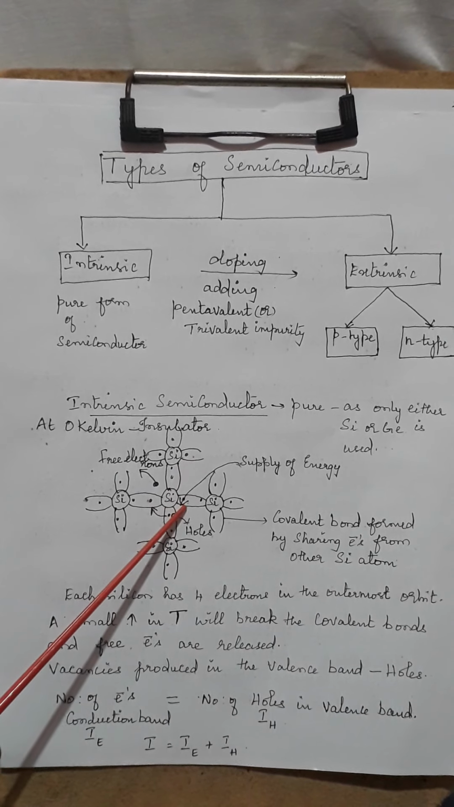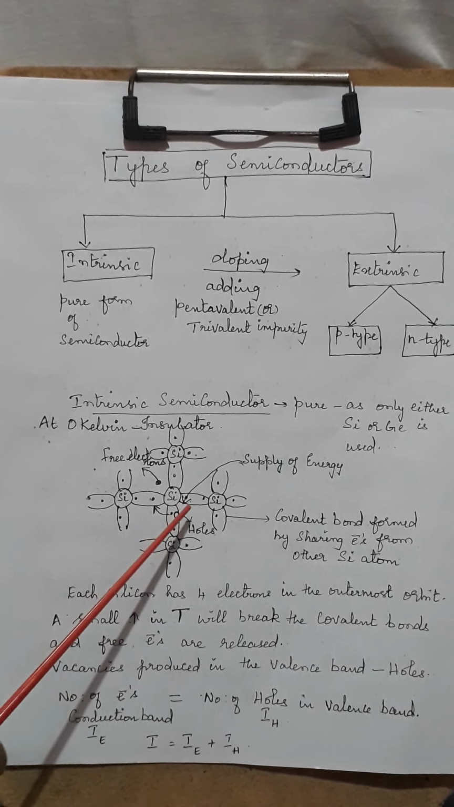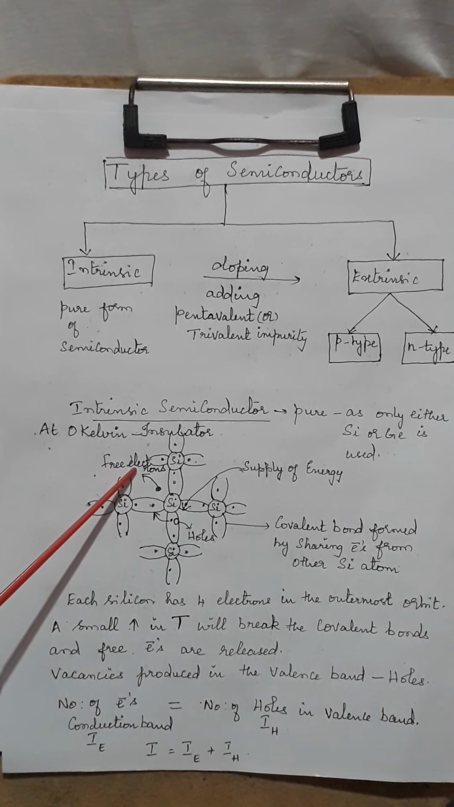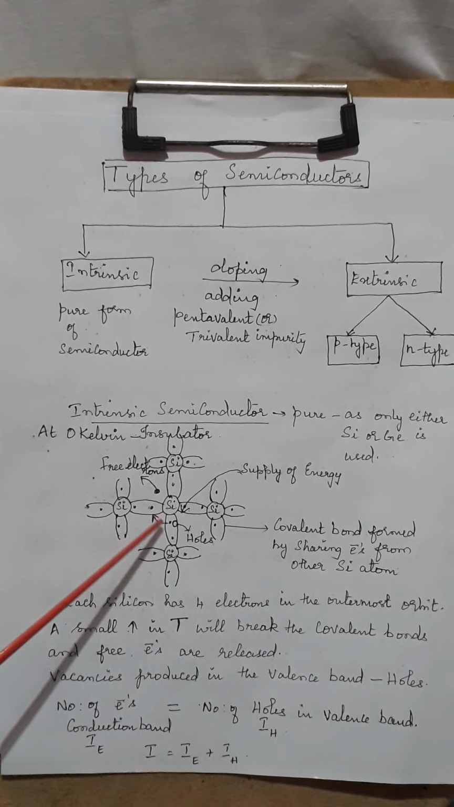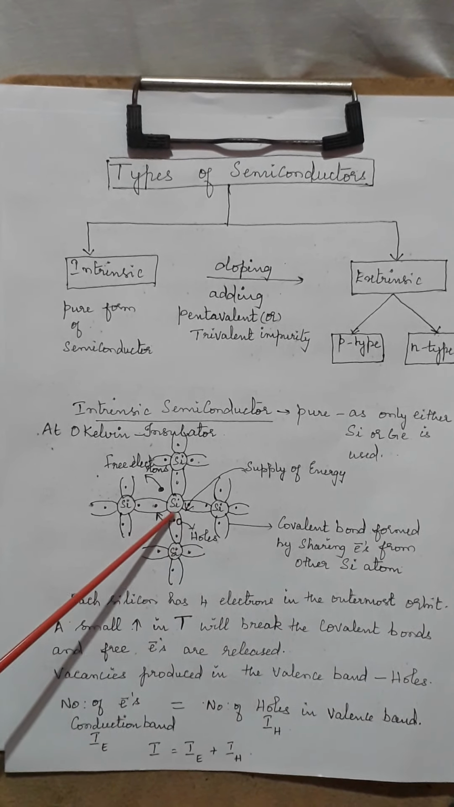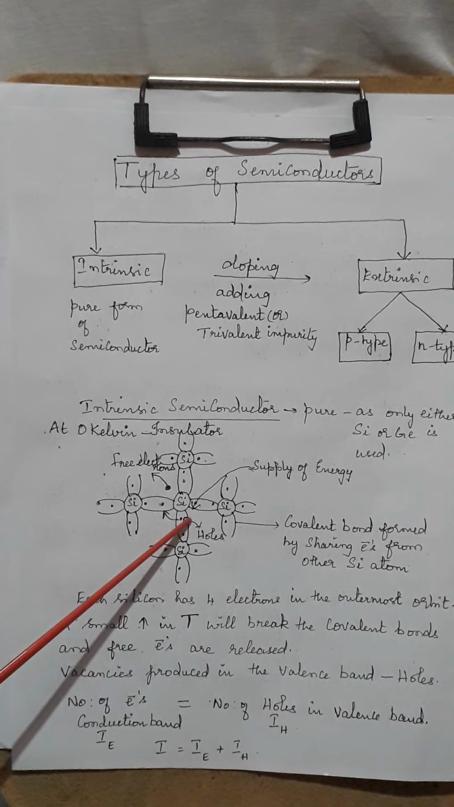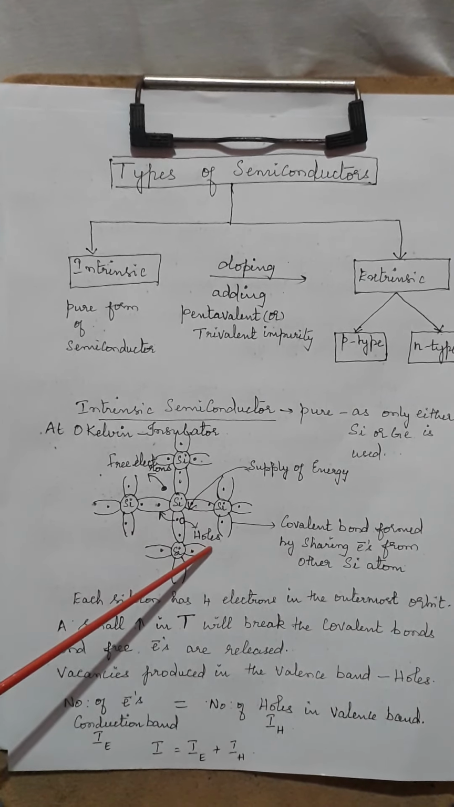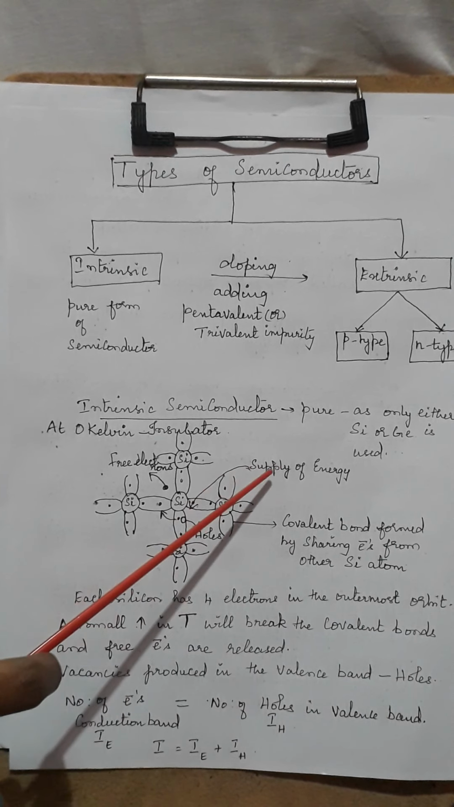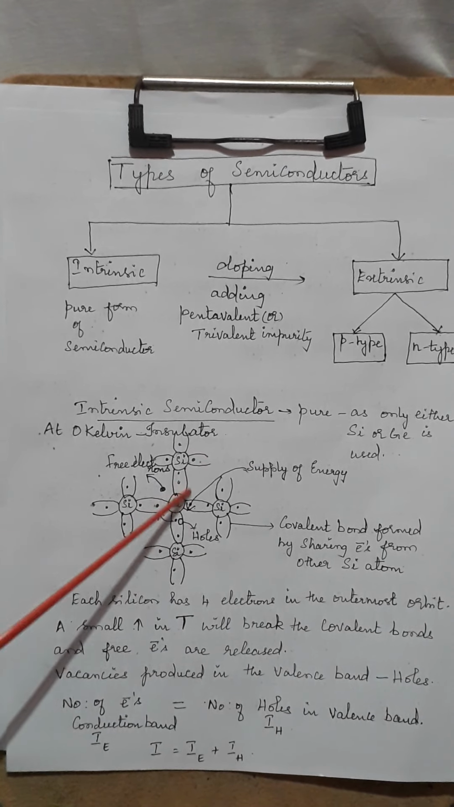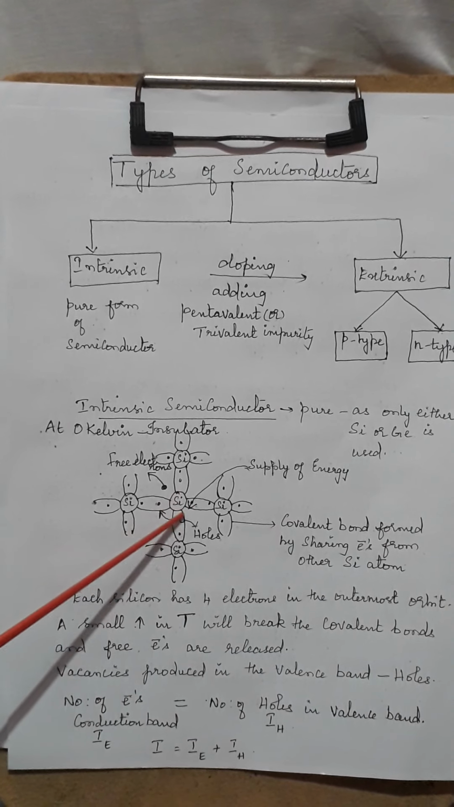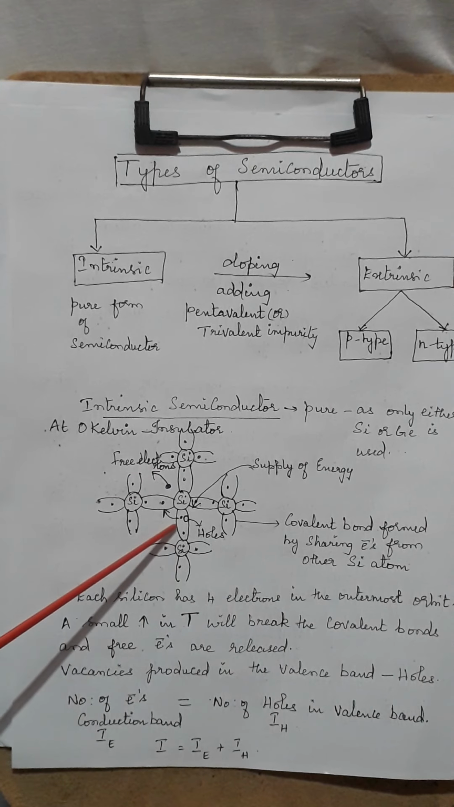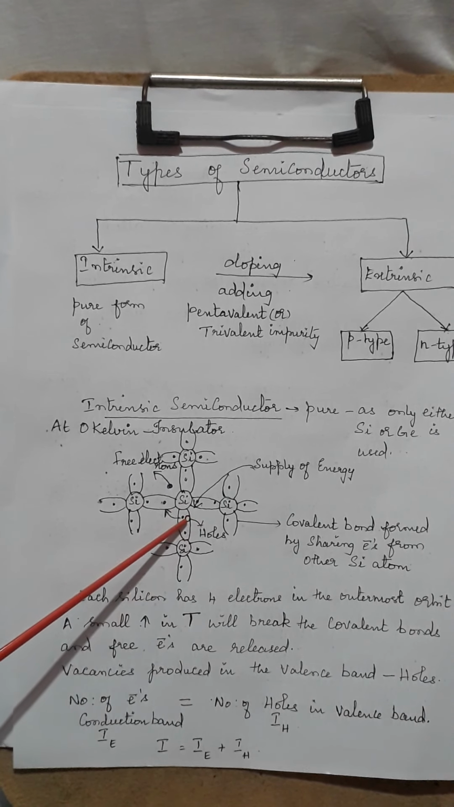Once the covalent bonds are broken, these electrons start moving. That is what is called a free electron. When this electron moves, it creates a vacancy. Can you see here? It creates some vacancy. That vacancy is positive, which is called a hole. So the supply of energy makes the covalent bonds break, and this electron starts moving, turning into a free electron, and this free electron leaves behind something called a hole.